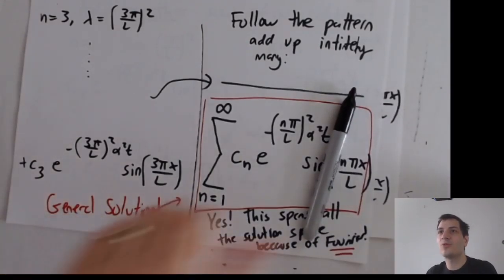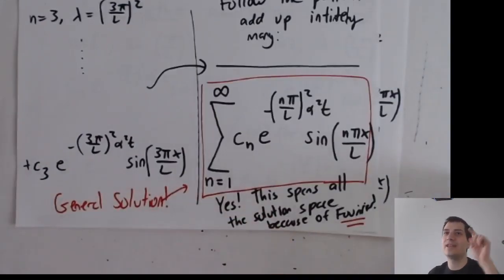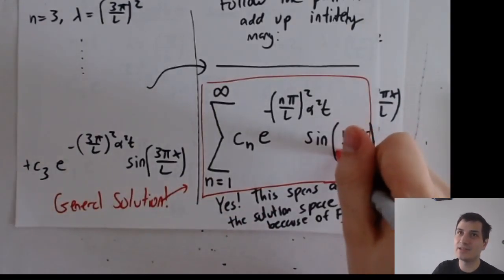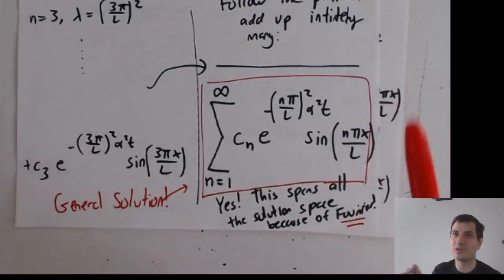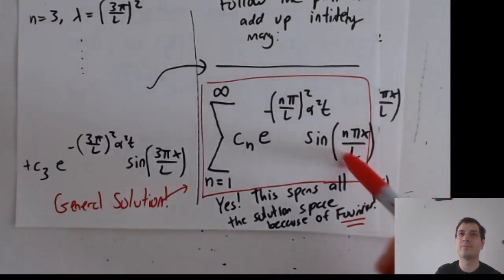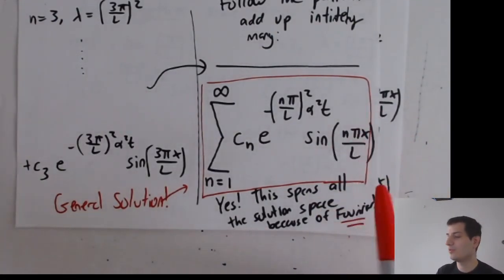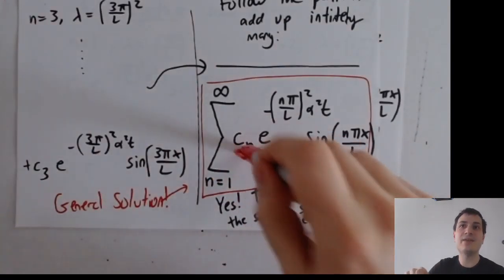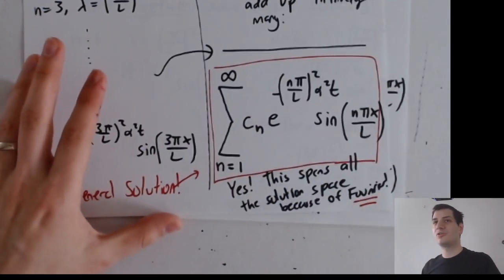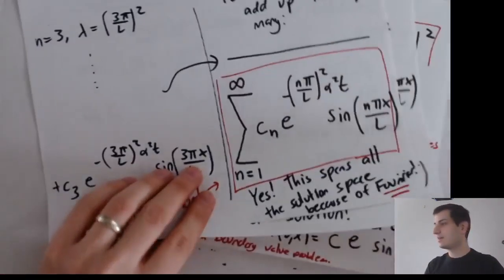Does this have anything to do with the world's most important orthogonal set? Yes, it does. So these sines are part of the world's most important orthogonal set, and the fact that the world's most important orthogonal set is a basis is exactly why this spans everything. So that's the general solution. We found it with the superposition principle. Now I'm going to show you guys how to find the constant Cn, but this is something we already did in chapter 10.2. So that's the next thing.